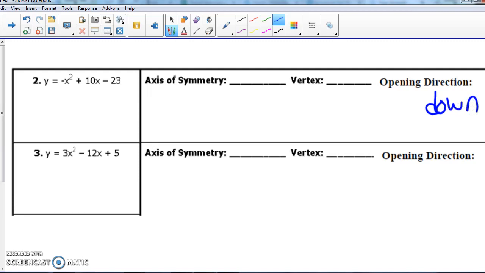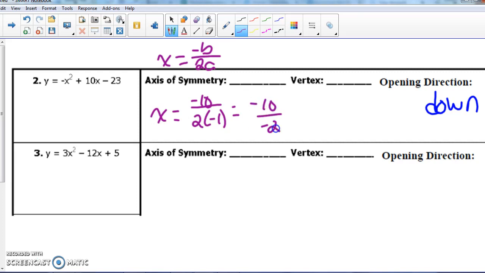Okay? Now if I want to find the axis of symmetry, remember, it's an equation. That equation stays the same at all times. It is x equals opposite of b over 2 times a. So in this case, our opposite of b is 10, so we have negative 10 over 2 times negative 1. As I mentioned before, remember to clean up the denominator first. So 2 times negative 1 is negative 2. So my axis of symmetry is x equals positive 5.